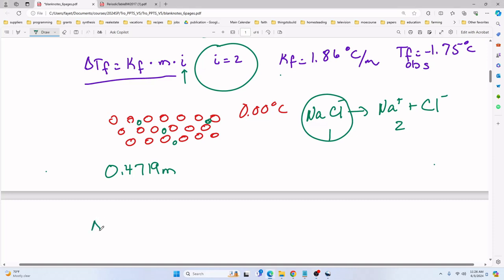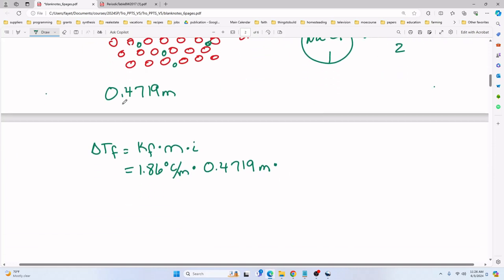Now we're ready to calculate our change in freezing point. The change in freezing point is equal to the K sub F for water, which is 1.86 degrees C per molal, times the molal concentration of our substance, times the Van't Hoff factor for that substance. So the change in freezing point is equal to 1.86 degrees C per molal, times our molal concentration, 0.4719 molal, times our Van't Hoff factor for sodium chloride, which we were told is equal to 2. And that gives us a theoretical change in freezing point of 1.755 degrees C, because notice that molality cancels and we're left with degrees C. So our change in freezing point will be 1.755 degrees C.